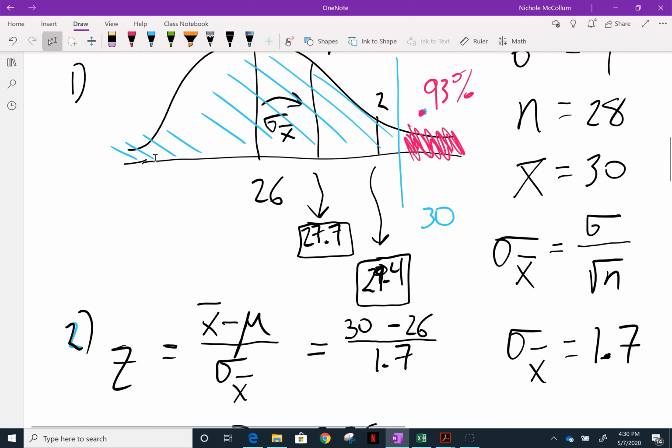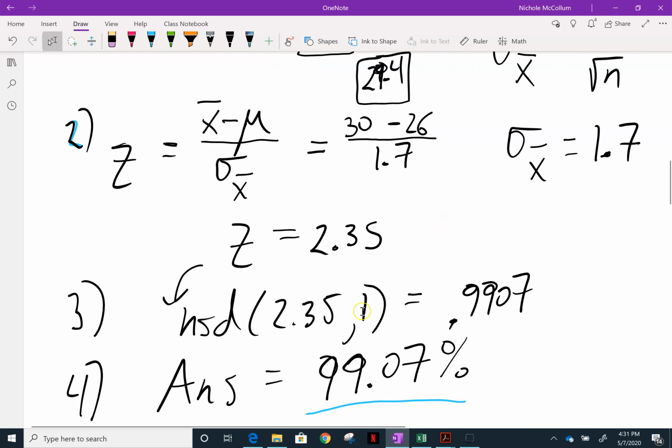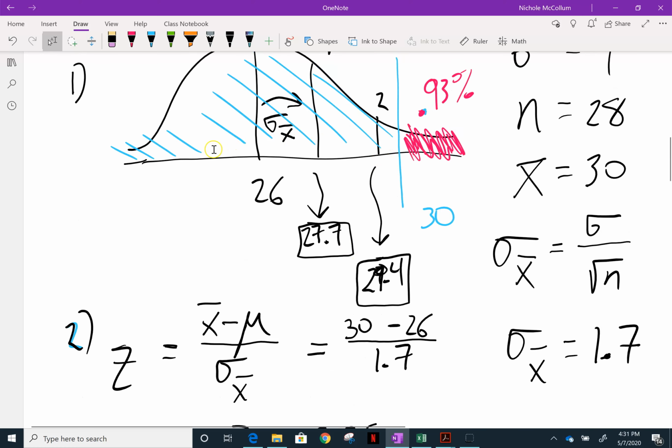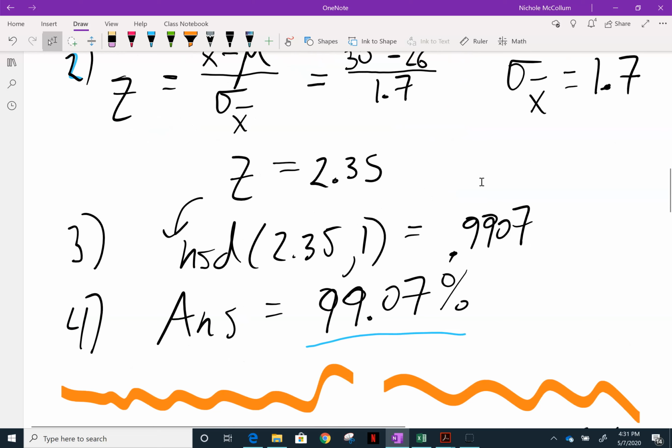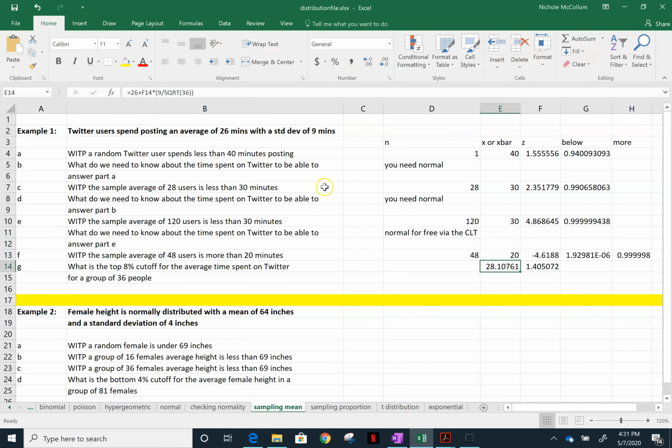99.07%. If you're curious about the area above, it would be 1 minus. This red region is a very small region, less than 1%. Because again, if the blue region, which NORM.S.DIST gives you, is 99.07, then the area above is 1%, or less than 1%. All right, so we just finished this problem.